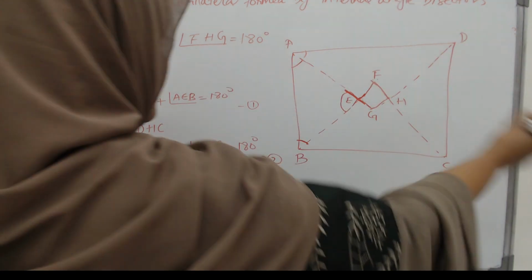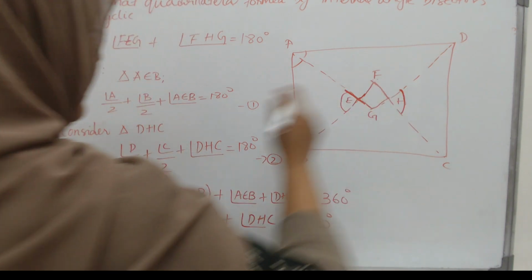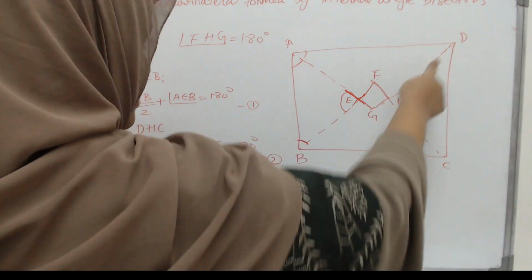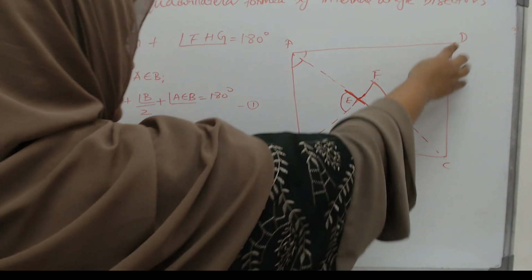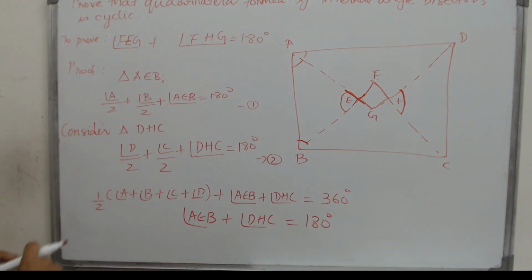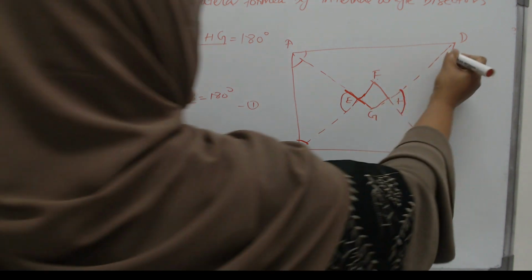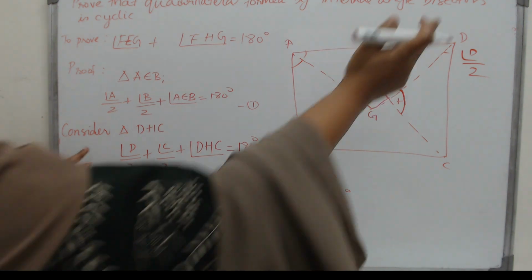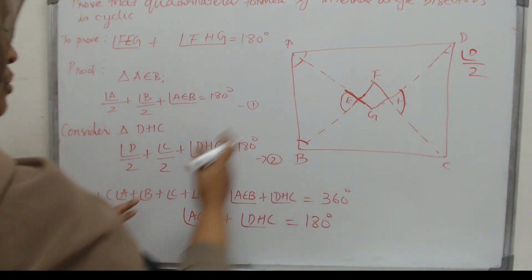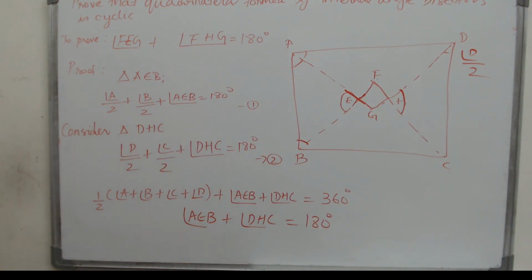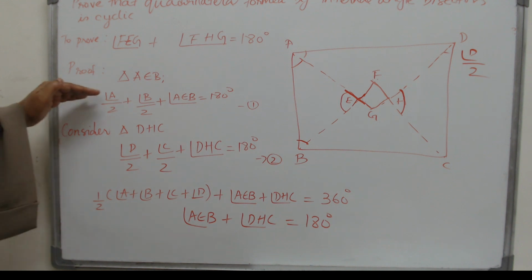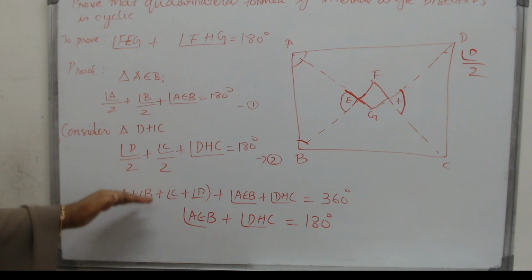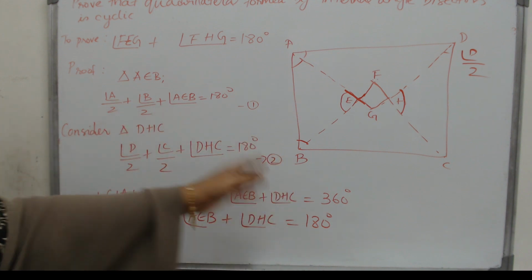Now what about this angle here? Can you think of a triangle which will include this? What about DHC? This is an internal angle bisector, which means it cuts the angle into two equal parts. So it is D by 2, C by 2 plus DHC, that is equal to 180. You have two different equations. Add them together, 180 plus 180, 360.